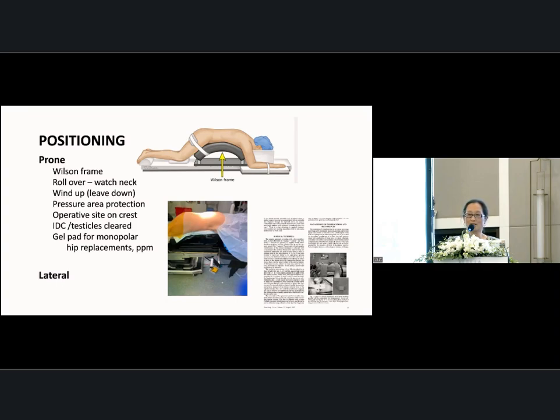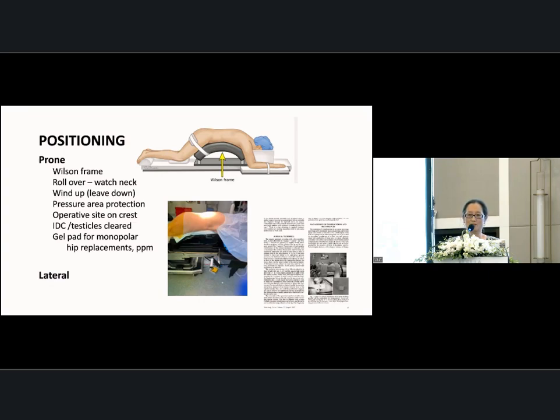So if there's any suggestion on history taking or exam that they might have issues with myelopathy, always image beforehand so that you know whether you need to manage that first or if it's at risk of issues when you're turning the patient. I wind up the Wilson frame a little bit, but not too much.